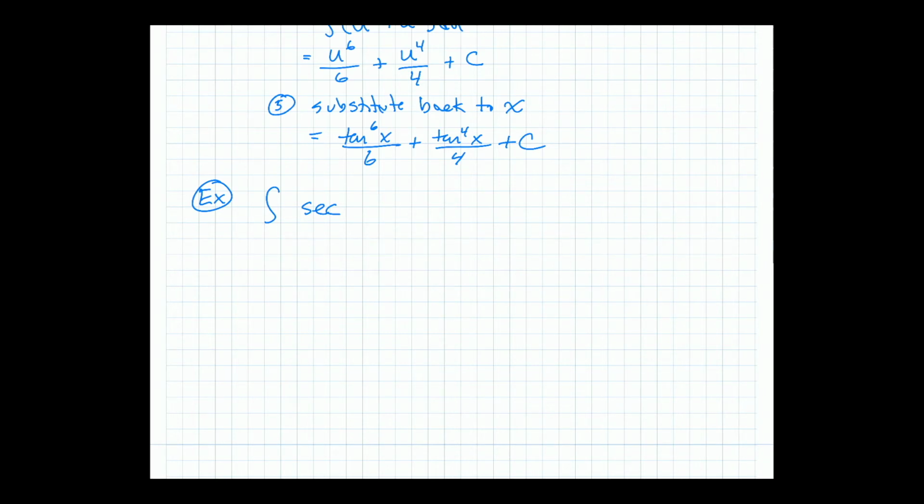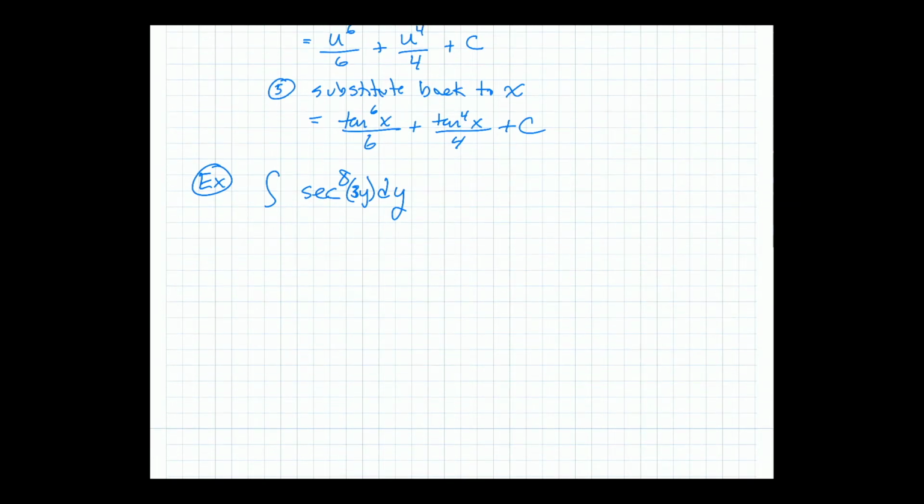I think I'm going to regret this. I'm trying to think here. Let's say I have secant to the 8th x dx. Oh, and then I said two things. So I'm going to change that x to, let's say, 3y. Then I need a dy. Okay, so let's say we have to do this. Hopefully this won't turn terrible, like many of my made-up examples do.